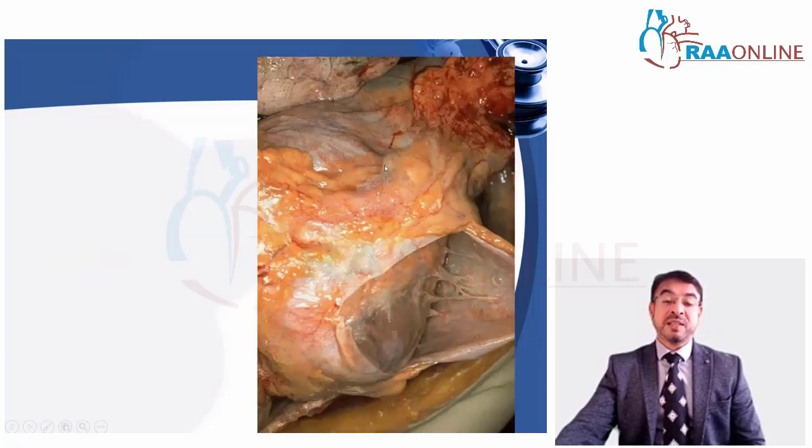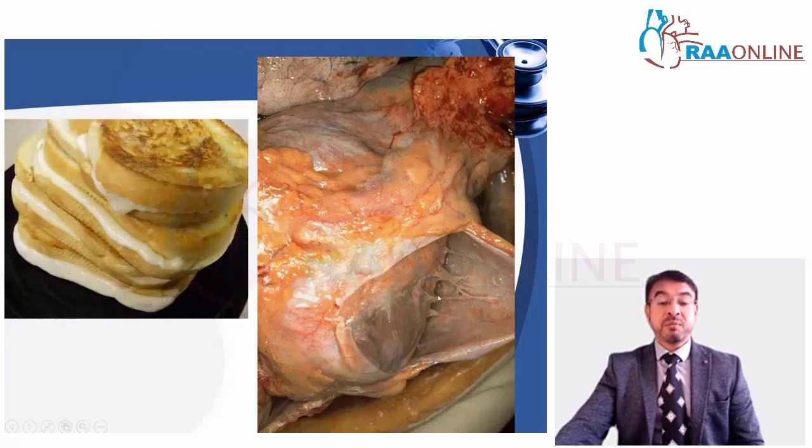Now, this is the heart and the pericardium. Now, the parietal and the visceral pericardium are separated. Can you see all these bits connected between them? This is nothing but bread and butter pericarditis.